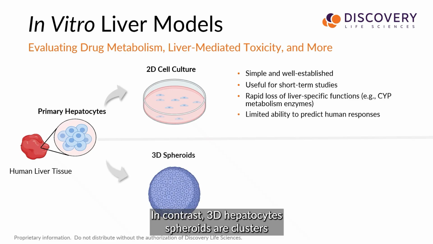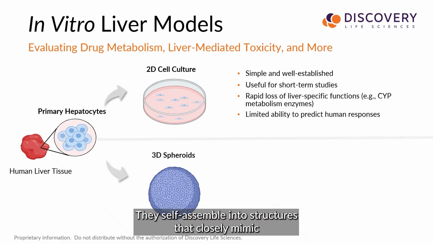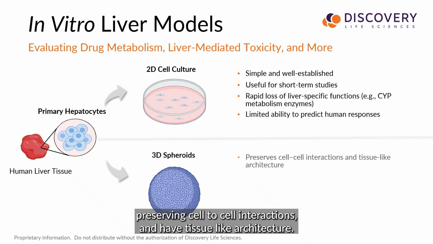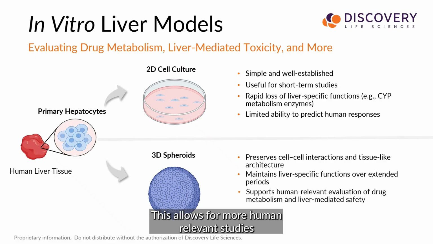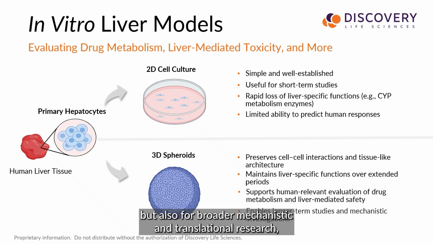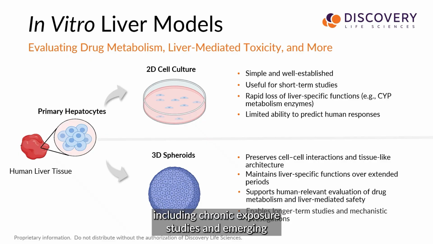In contrast, 3D hepatocyte spheroids are clusters of primary human liver cells cultured in 3 dimensions. They self-assemble into structures that closely mimic the architecture and function of human liver tissue, preserving cell-to-cell interactions and tissue-like architecture. They maintain metabolic and functional competence over longer periods. This allows for more human-relevant studies, not only of drug metabolism and liver-mediated toxicity, but also for broader mechanistic and translational research, including chronic exposure studies and emerging therapeutic modalities, including gene therapies.